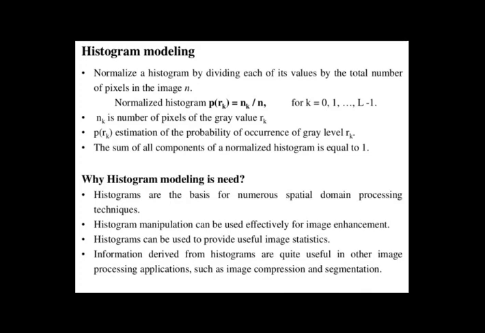Now, histogram modeling. We can get a normalized histogram by dividing each of its values by the total number of pixels in the image. So P of Rk is equal to Nk by N, where Nk is the total number of pixels of gray value Rk. It should be remembered that the sum of all the components of a normalized histogram is equal to 1.